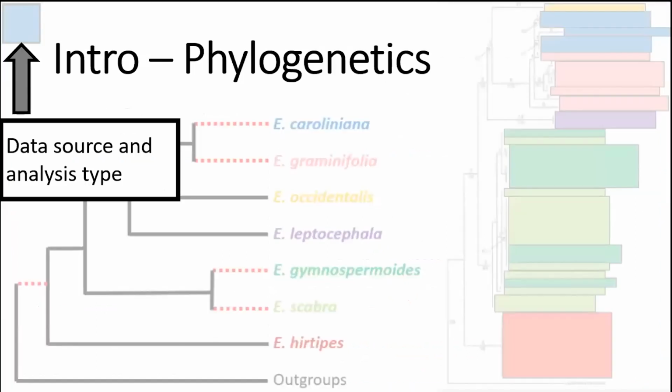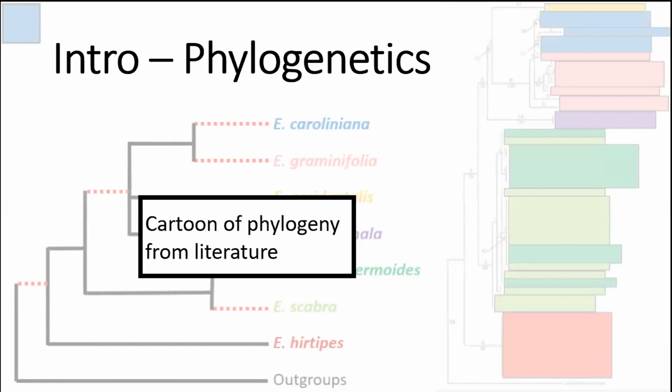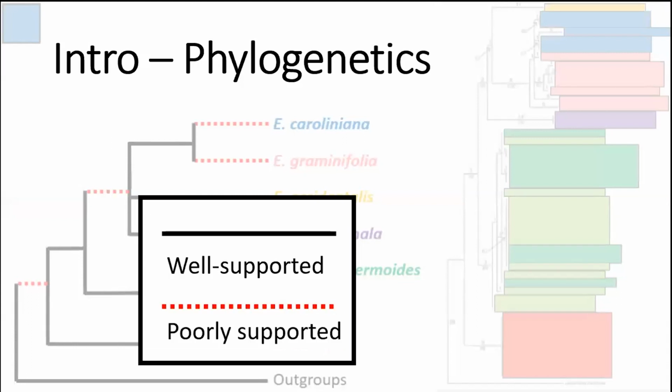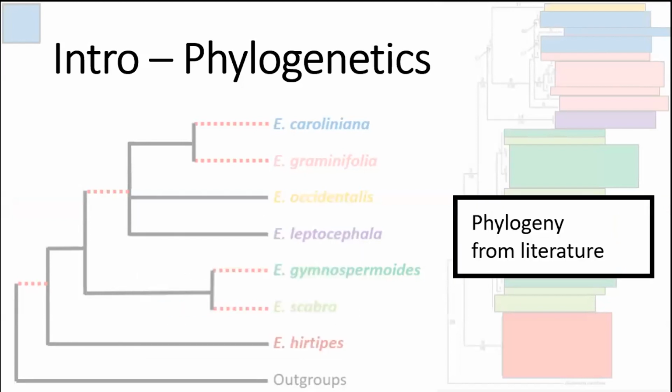I'll be using a lot of these cartoons to try and simplify it a little bit. So again, in the top left, there's the data source and analysis type. In the middle, there's sort of cartoon of the phylogeny from literature, in this case for the introduction, or from the trees that I made in my thesis a bit later on. And I want to note that these red dotted lines, those indicate that there are poorly supported relationships based on the tree I'm presenting in the right. And of course, we then have our reference tree from literature or whatnot on the right side.